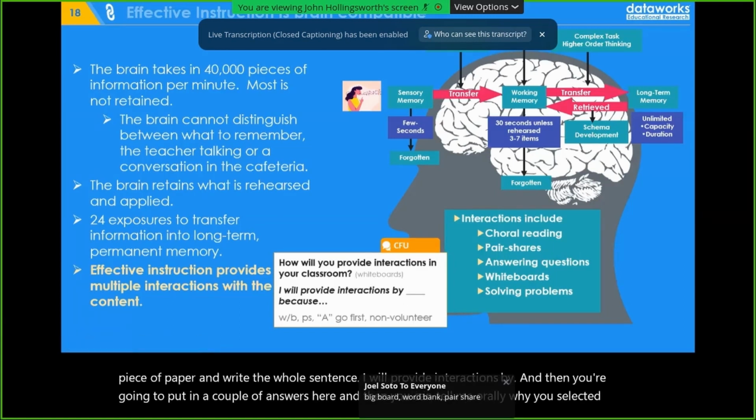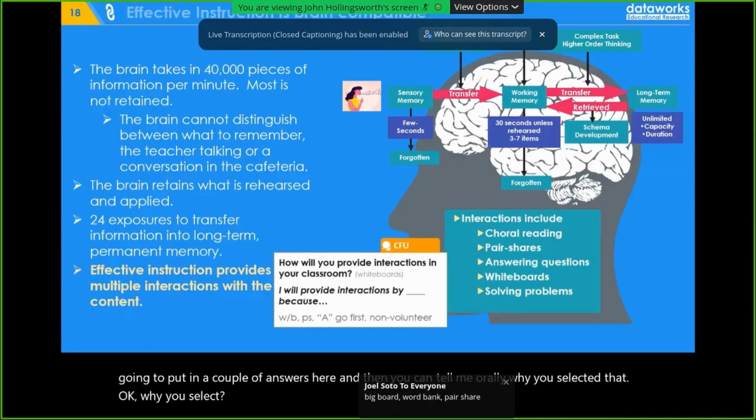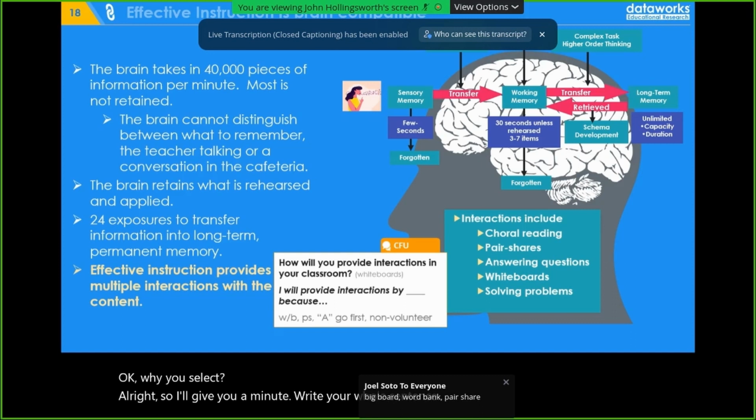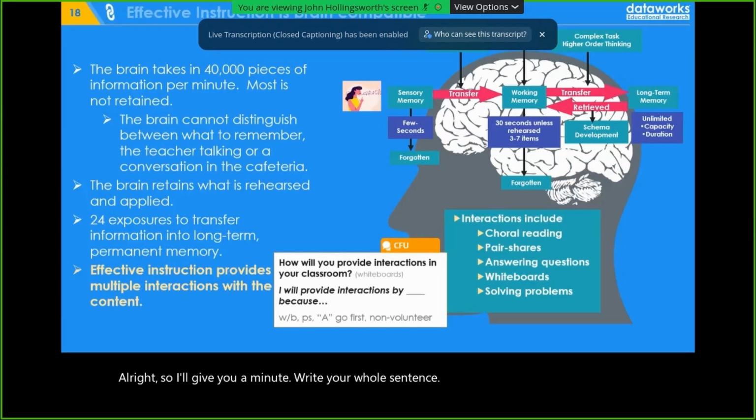If we were in the classroom, I would tell you, turn to your partner, explain how you will provide interactions in your classroom. And you want both partners to talk. So the left partner talk, now I want the right partner to talk. So really the pair share is kind of twice. So we're going to talk about some of the strategies right now.